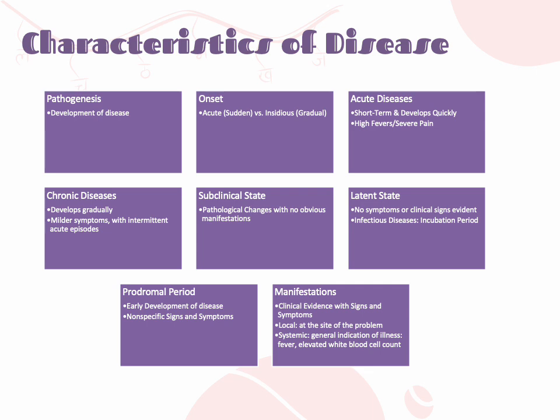Malaise is a generalized feeling of weakness. That doesn't necessarily tell us what type of disease that you have. It just tells us that you have something going on. So again, prodromal is non-specific signs and symptoms. Then we'll get into the manifestations. And again, we see clinical signs and symptoms. It can be localized at the site of the problem, or you can have systemic indications of illness, but the manifestations are more specific when we talk about these areas. So again, prodromal, non-specific. When we have actual manifestations, these are specific signs and symptoms.